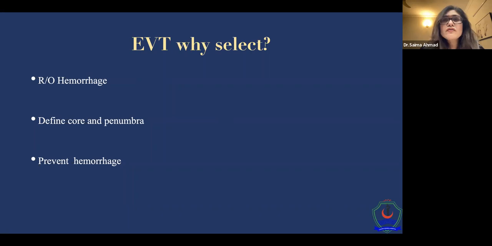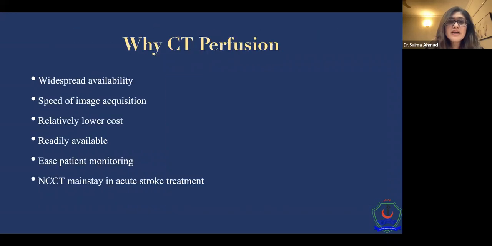The problem with the non-contrast CT is that it does not tell us about the volume. To know about the volume of the core, we need CT perfusion, or it can easily be detected by the MRI. But the problem is that MRI is not available everywhere, it is expensive, it is time consuming, and it's very difficult to monitor the patients for 15 or 20 minutes. CT is available everywhere, so the best is to do the CT perfusion.